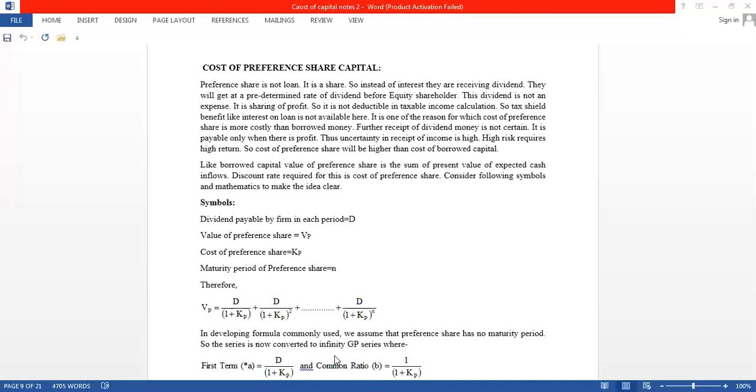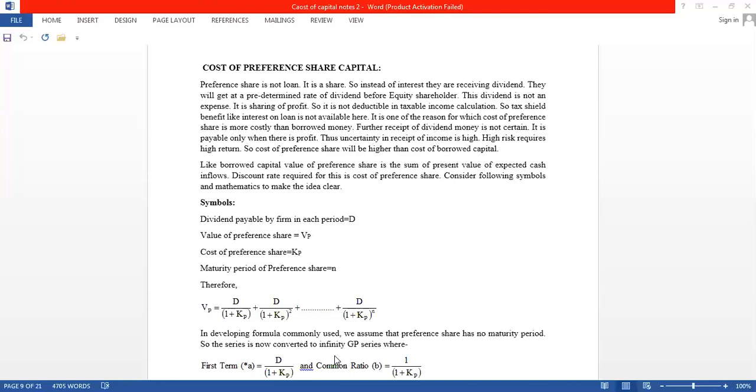In fact, when preference shares are issued, the dividend rate is specified in the preference share capital certificate, and whenever the dividend is paid, the preference shareholder will first receive the dividend according to the rate prescribed in the certificate. Then, if anything is left, that will be distributed among the equity shareholders. Due to this preferential right over equity holders, it is known as preference share capital.